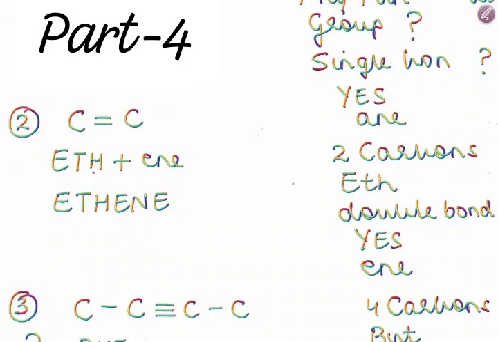Now let's do the second one. The second one shows two carbon atoms with a double bond. Two carbon atoms indicate which root word? Eth. I know now it is eth. I am able to see only a double bond. I am not able to see any functional group, and I am not able to see any halogens because it does not have any.